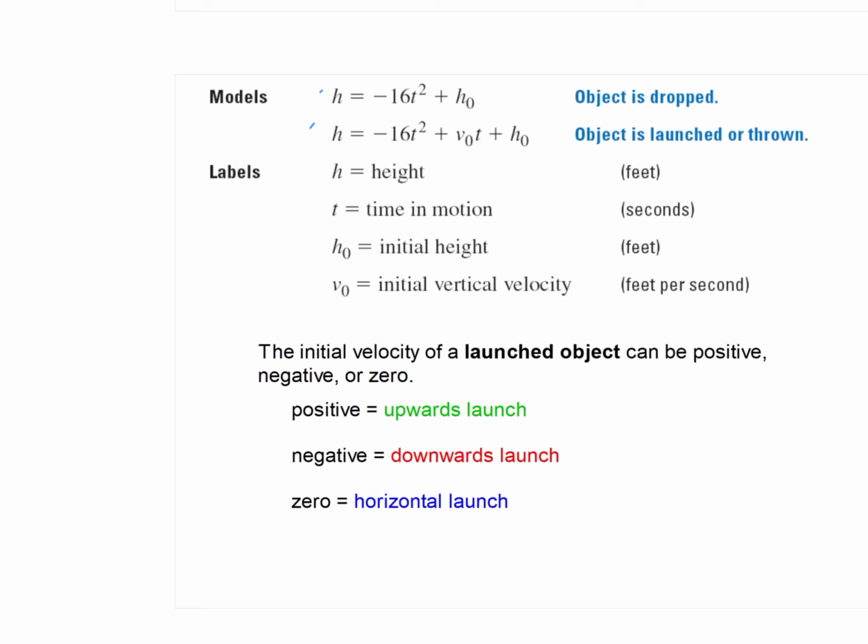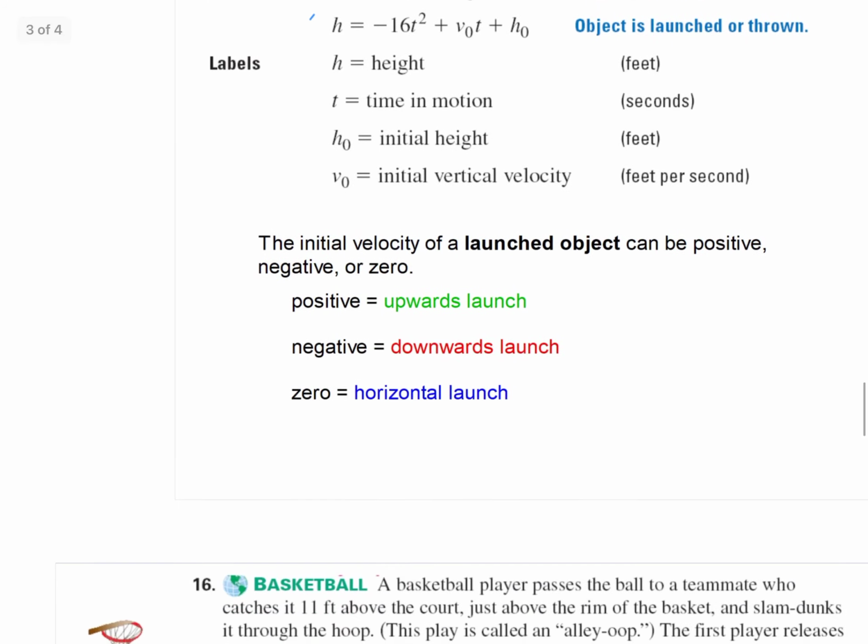Remember that if you launch an object, a positive velocity means an upward launch. Negative velocity means there's a downward launch. And if there's zero velocity, that means it's a horizontal launch, so no help up or down.